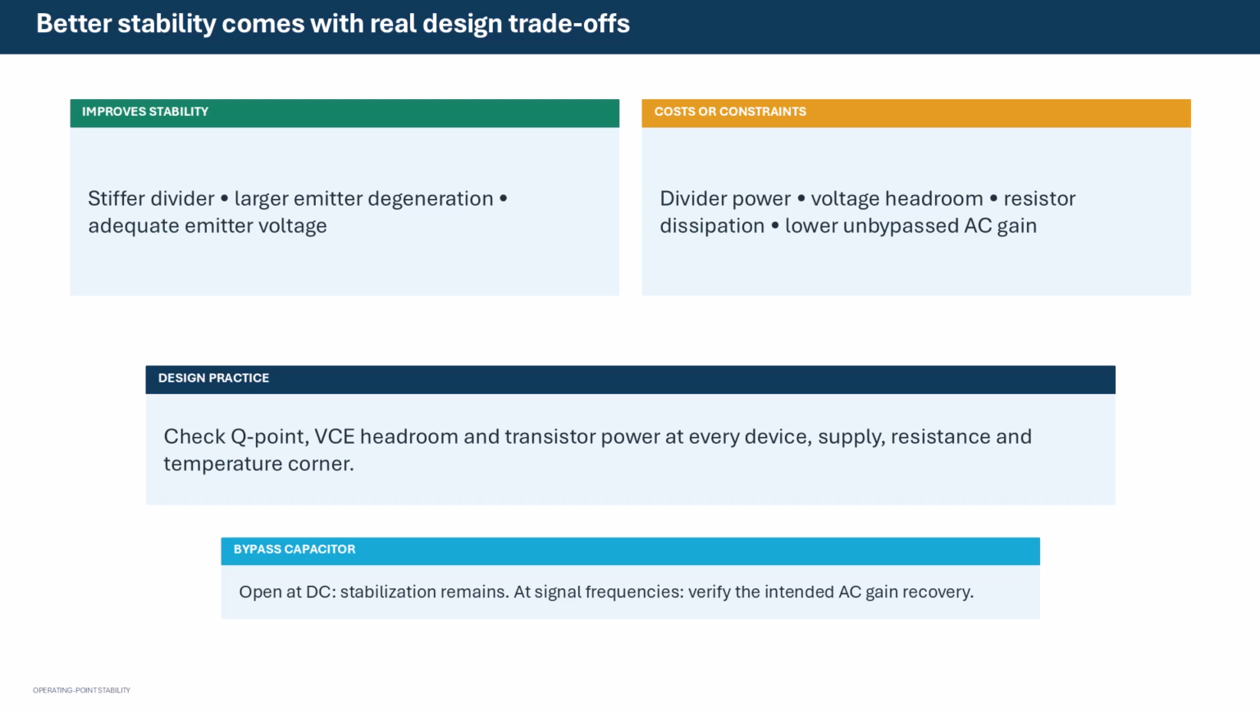The practical preference is usually a voltage divider bias network with emitter degeneration, not simple fixed bias. Make divider current sufficiently larger than base current so that base voltage is not strongly beta dependent while still respecting power consumption. Allocate enough emitter voltage for useful feedback and check every supply, resistor, gain and temperature corner. An unbypassed emitter resistor also reduces AC gain. A bypass capacitor across the emitter resistor may restore AC gain while remaining open at DC, but its frequency response must be checked.